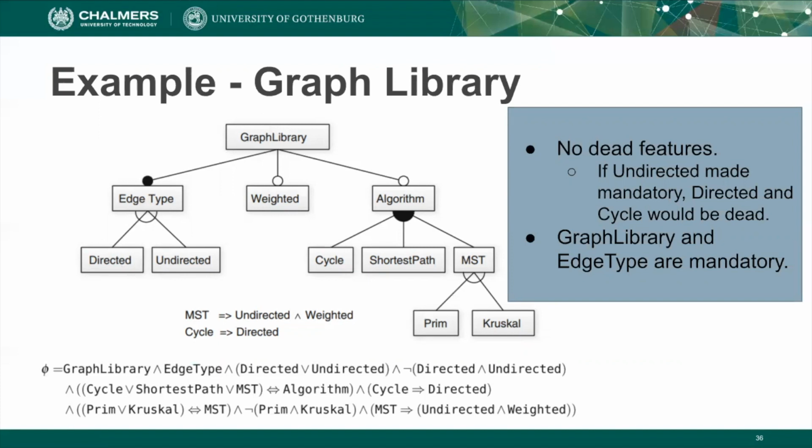That also makes feature undirected mandatory by adding a constraint. Or sorry, I'm just tripping over this slide today. That's why you need more coffee, right? So we could choose to make undirected mandatory by adding a constraint to this, right? And if we did that, then directed and cycle would become dead features. All right, that makes more sense. Sorry about that. Again, I'm recording this first thing in the morning, need to have your coffee, right?